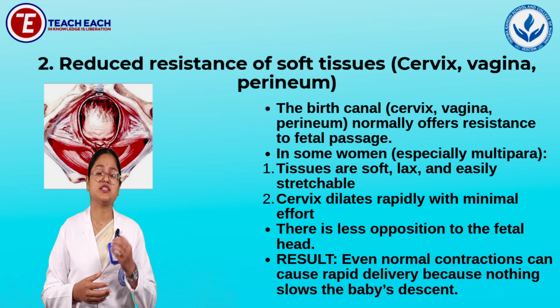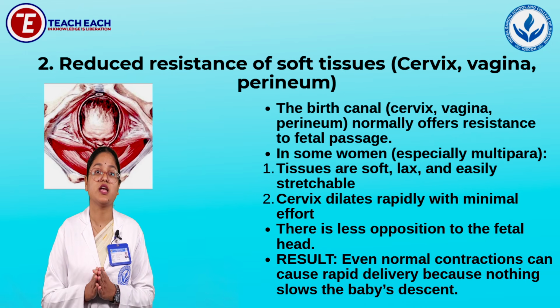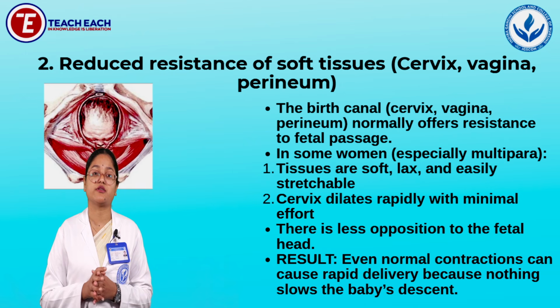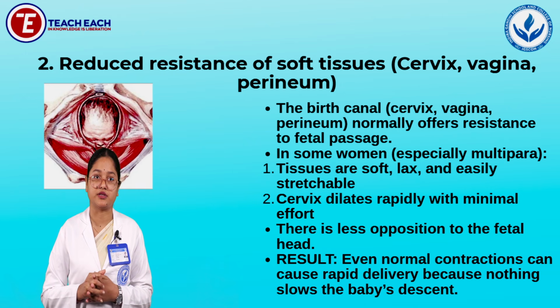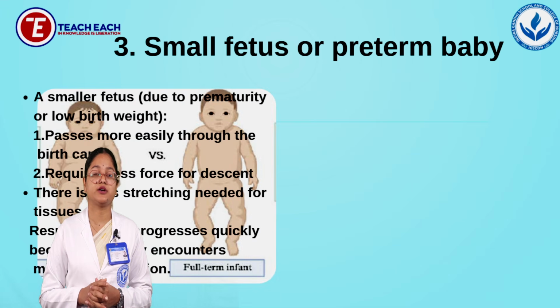Basically, this condition of short duration we can see with mothers who are multigravida. Multigravida means those who are going to deliver for the second or third time. Their delivery process will be a little shorter compared to a mother who is delivering for the first time, a primigravida mother. In the next slide we will see the third etiological factor, or cause, of precipitate labor.